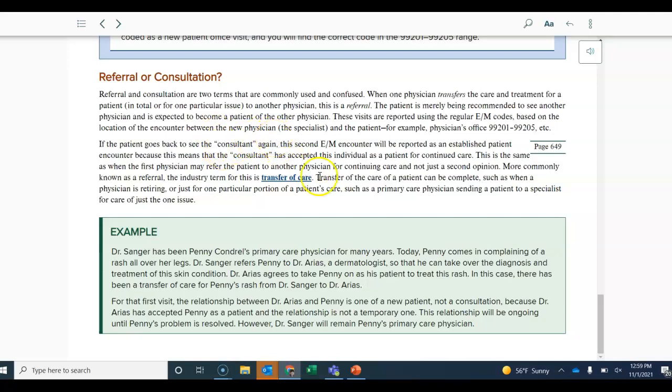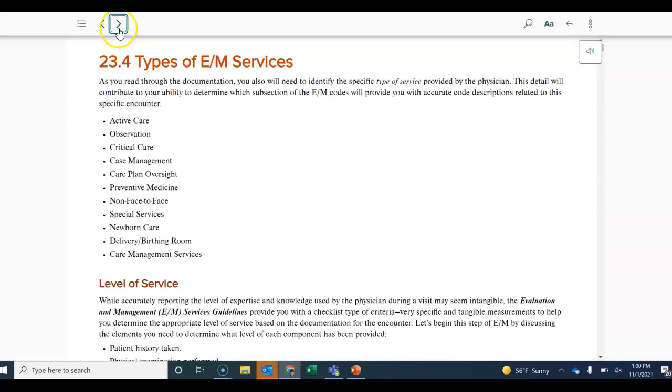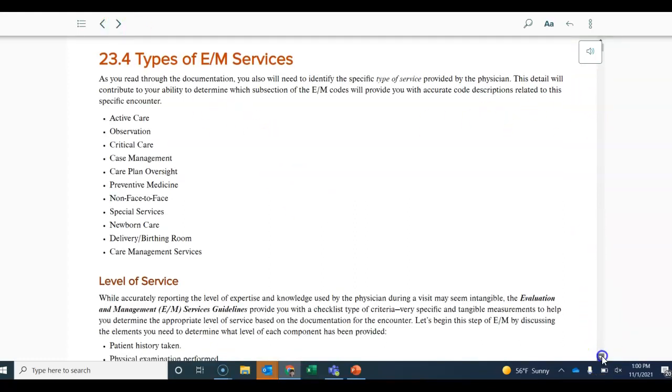If they transfer the care, meaning, let's say they've seen the specialist and they want the specialist to treat the patient, so they're transferring the care, that's a referral. Okay? So that's the difference on those things. All right. So let's get into it.